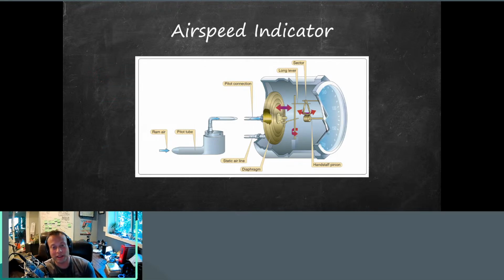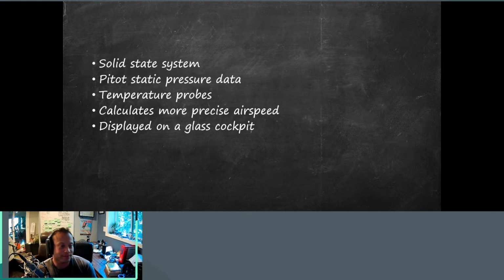All right, here's your airspeed indicator. Very similar. It takes static air and then it takes ram air and compares the two. The ram air pushes against this diaphragm, and it gives you an indication of how fast you're moving through the static air around the aircraft.